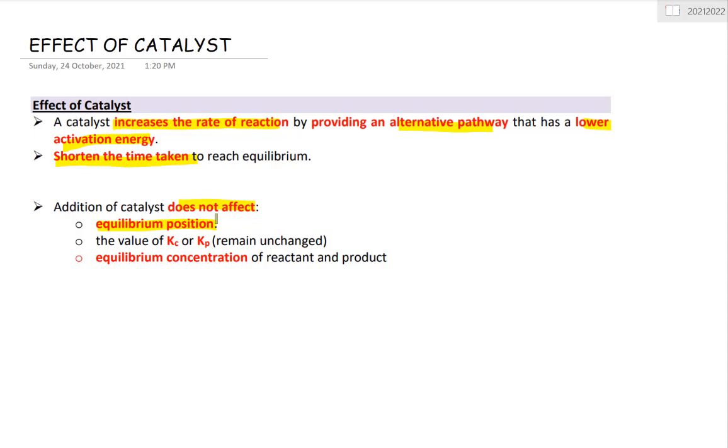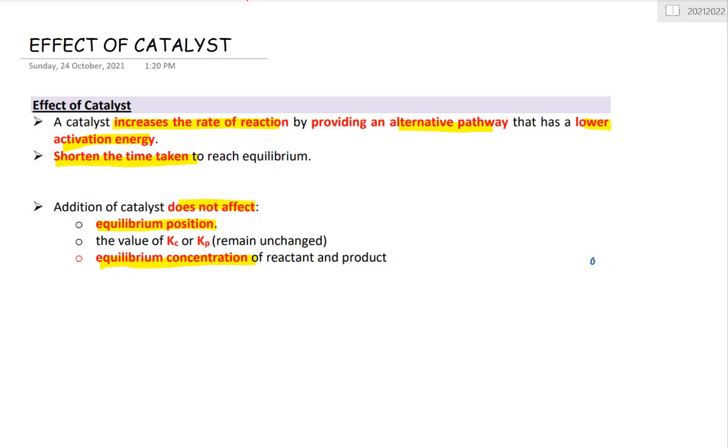Same thing goes for Kc and Kp. Because you didn't change anything about temperature, the Kc and Kp values will remain unchanged. And lastly, adding catalyst will not affect the equilibrium concentrations as well, because there is no equilibrium shift, the concentrations will remain the same. Alright, so let's have a little bit of review on the factors.